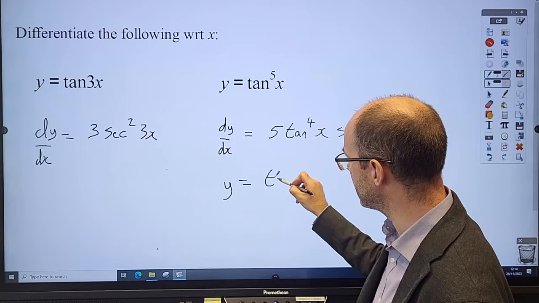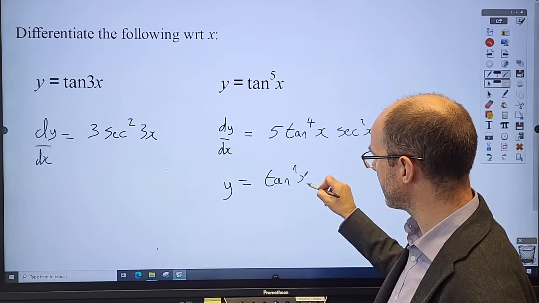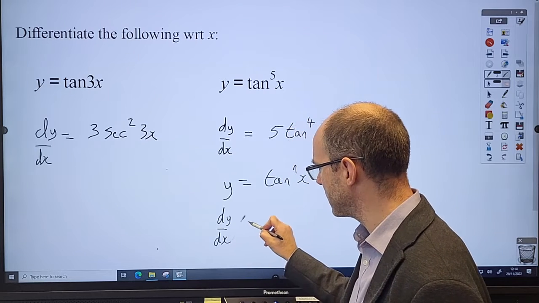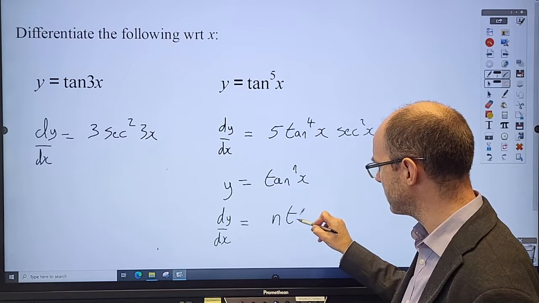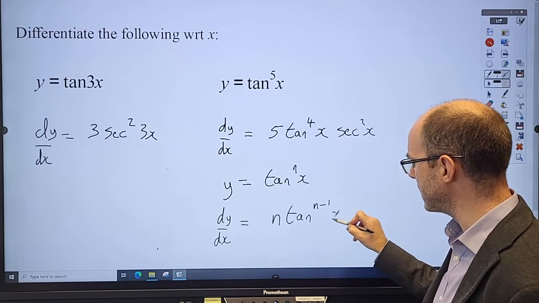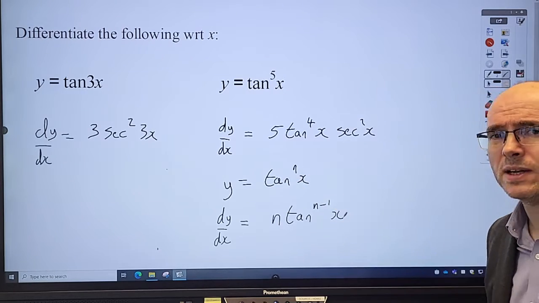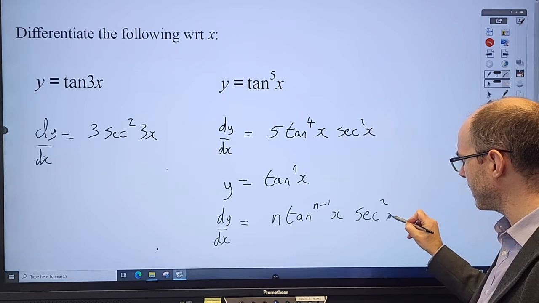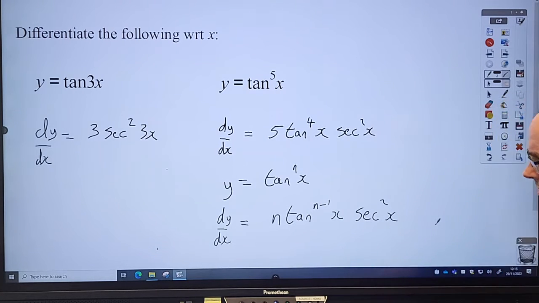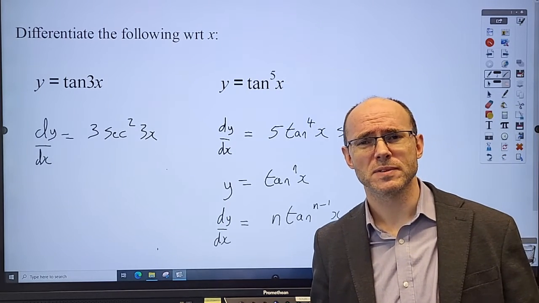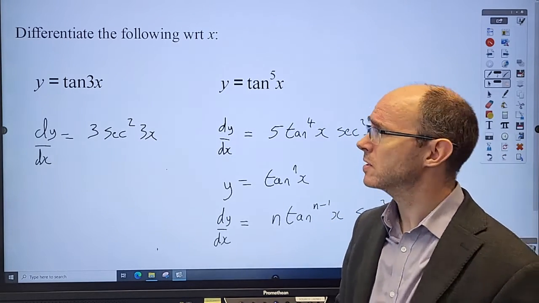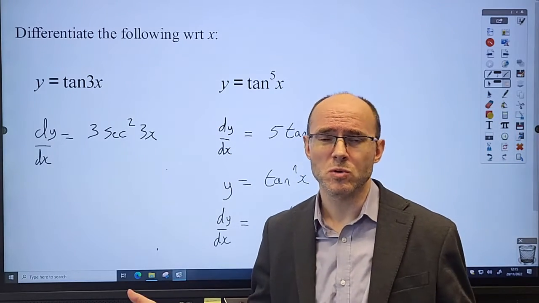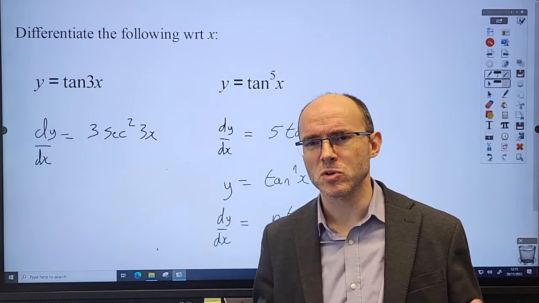Maybe I'll give you a more general result that you can write down in your notes. When you do tan to the power of n x, dy dx is going to be equal to n tan to the n minus 1 x. So that's bringing the power down, decreasing the power by 1. Then differentiate the tan x, you get sec squared x. Nice and simple. These are simple once you get into them. And you need to find them simple because you need to be able to differentiate these simply when you're using quotient rule and product rule in some of the slightly harder, more challenging questions.